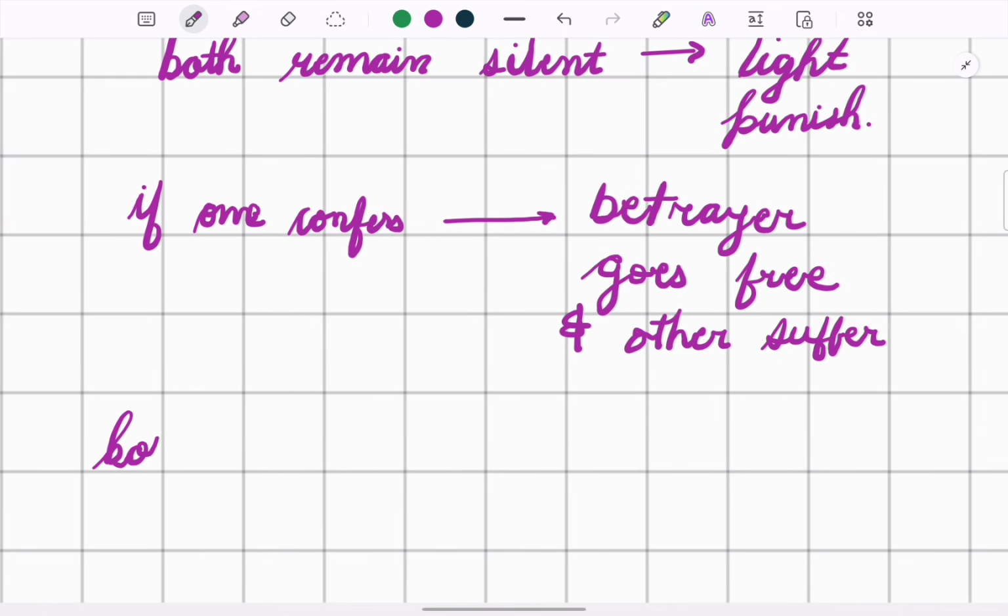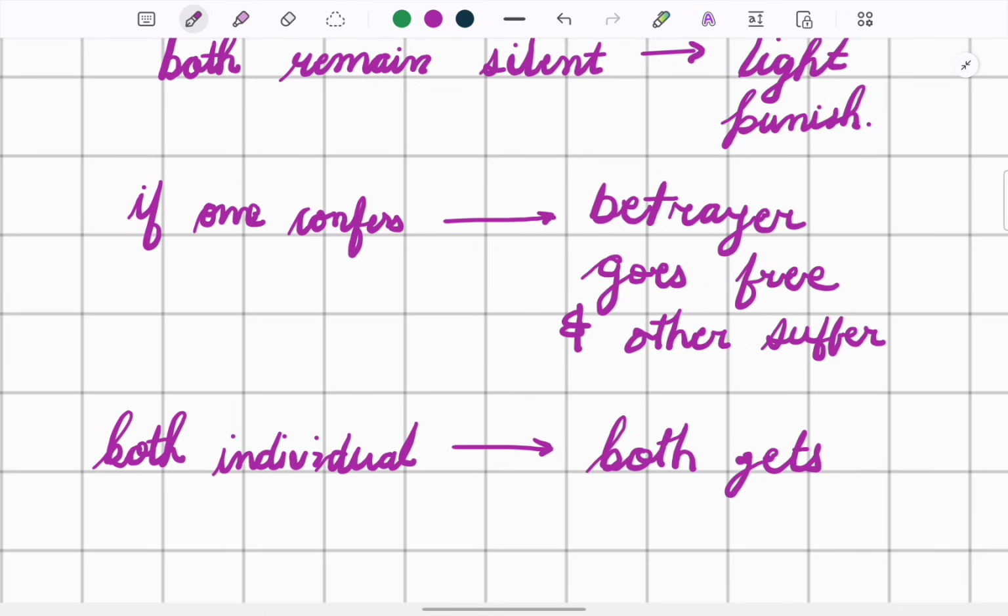So the third option is that both individuals confess. In that case, both will get a harsh punishment.